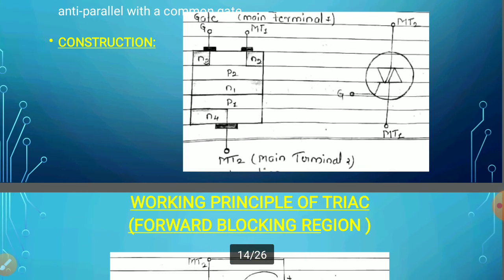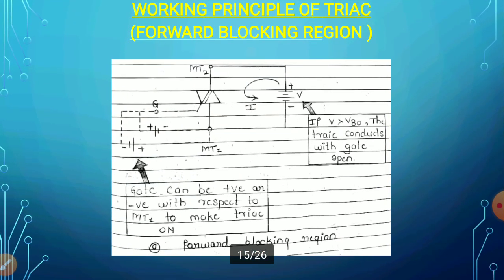Then the working principle of the TRIAC: as I said, the TRIAC works in a similar way to the DIAC, but it also works with the help of the gate terminal, which is the control terminal. So I can operate the TRIAC without the gate voltage or with the gate voltage also. Initially I'll take MT2, the main terminal 2, made positive with respect to MT1, and I am not applying any gate voltage, or the gate is kept open.